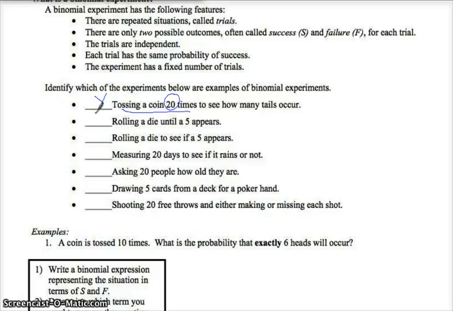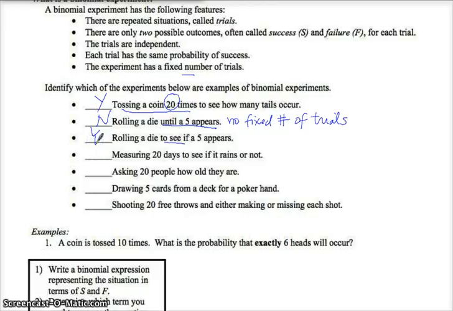Rolling a die until a 5 appears. Okay, no, that's not a binomial experiment. Why? Well, until a 5 appears, that doesn't have a fixed number of trials. So this is false because it doesn't have a fixed number of trials. So I would say no to that one. The third one, rolling a die to see if a 5 appears. That implies to me that we're just going to roll it once. It's either going to happen or not happen, so I would say yes. That is an example of a binomial experiment.